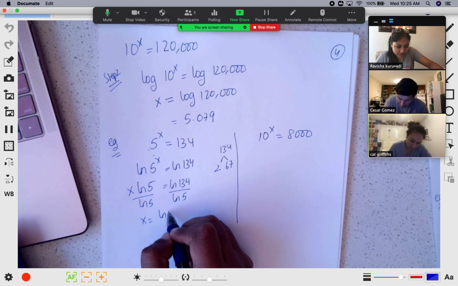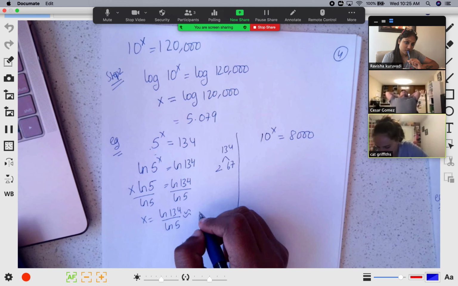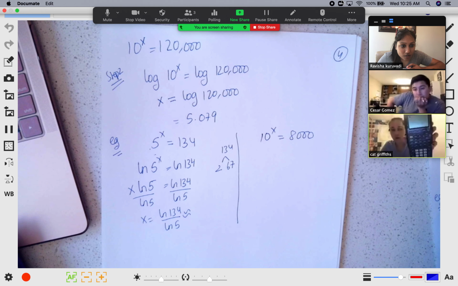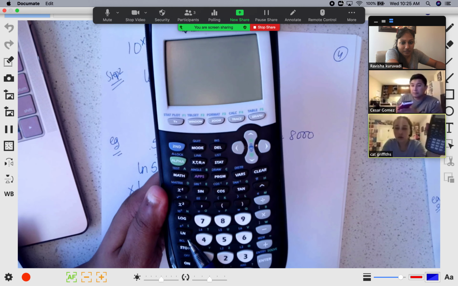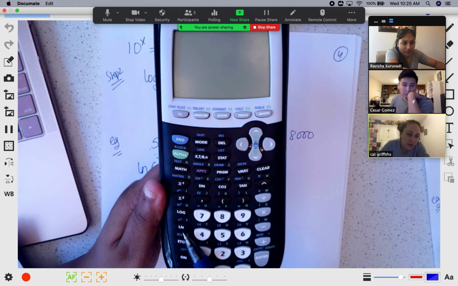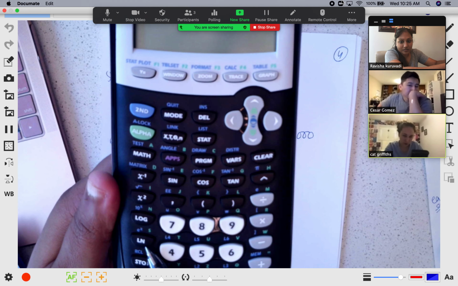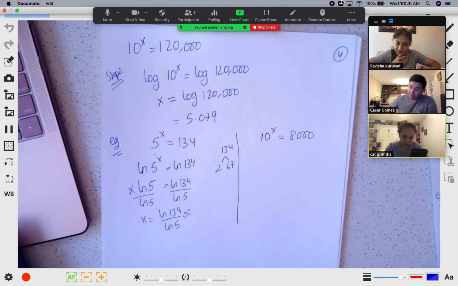Can you use a calculator and tell me what's the value? I still struggled a bit to find out how to make ln here. Can you show your calculator? There must be something written as ln here. Oh yeah, I see that. ln 134 divided by ln 5 is 3.04. Perfect.